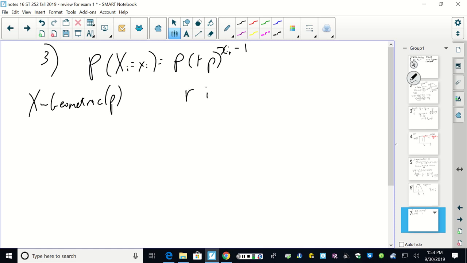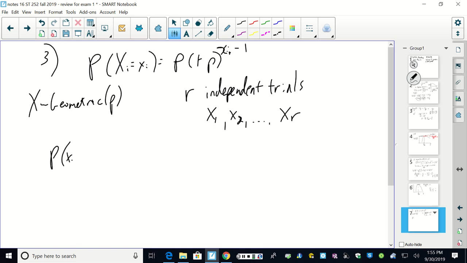And if you do R independent trials, you're going to get x1, x2, and then up to xr. Choosing it this way matches it up to the geometric, right? If you have independent observations, we can do what we typically do. What's the probability that we have x1, x2, up to xr, all those observations? The product, i going from 1 up to r, of the density, p times 1 minus p to the xi minus 1.